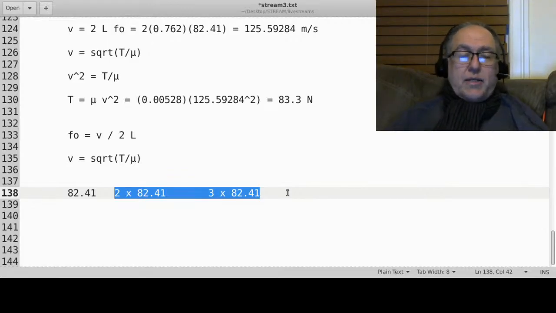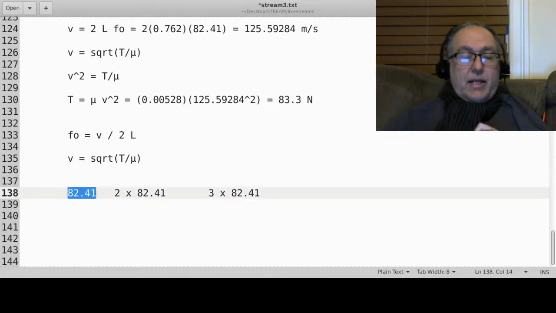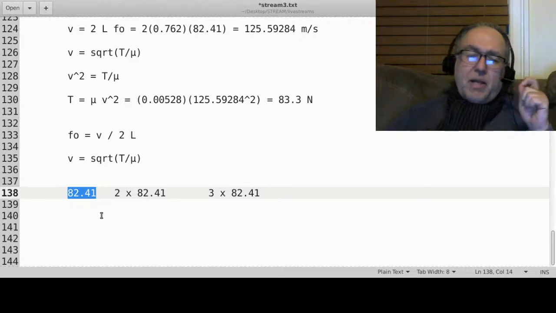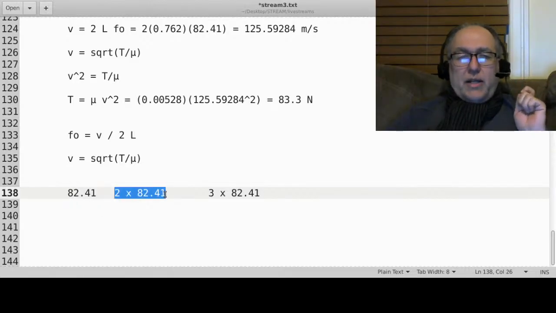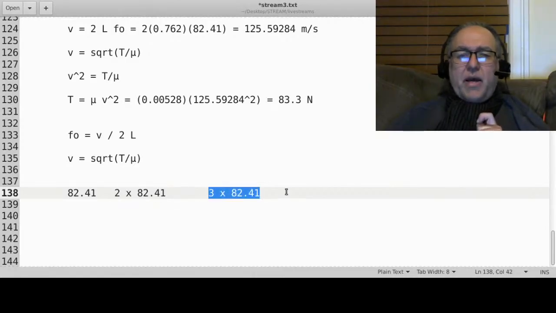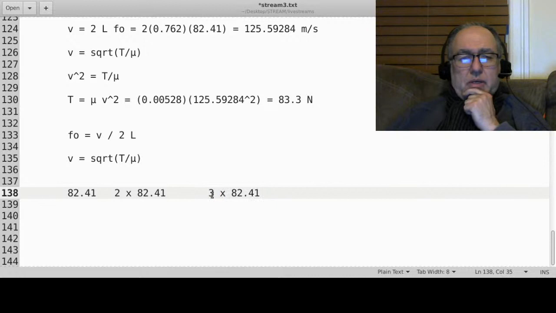So depending on how you pluck the string, and guitarists are pretty good at this, they can generate the fundamental frequency. That's the easiest one. If you just pluck the string, you're going to get that. But if you pluck the string in a certain way, you'll get the first harmonic predominantly, because there's always a mixture of a little bit of the other ones in there. And I don't know if guitarists can actually produce this one, but they can definitely produce that one.